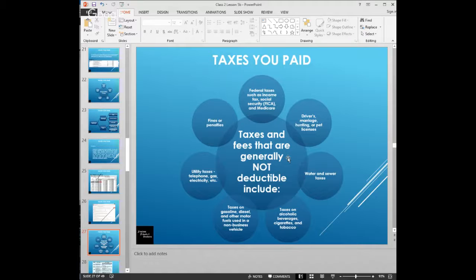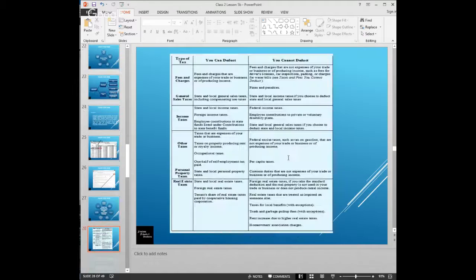Utility taxes, such as telephone, gas, electricity, along with the water and sewer. Any fines or penalties, these are not considered to be taxes. They are just considered to be payments. So while they do call them taxes, they're really use fees with the water and sewer and the utility, because they're based on the amount of use that you put on those systems. So these are not considered deductible taxes.